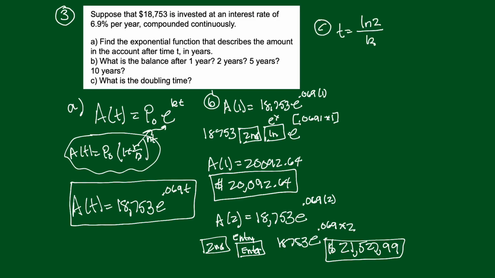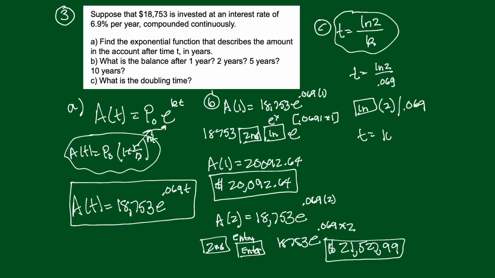Now in part C, we're asked, what is the doubling time? Well, here's the formula for the doubling time. It's always the natural log of 2 for doubling over k, and k is the rate of change, or in our case, the interest rate. So t is equal to ln 2 over 0.069. So I'm going to press the ln key. I get a parenthesis, put in a 2, close the parenthesis right above the 9, divide by 0.069. And I got t is about 10.05. I'll round it off. So the doubling time is just about 10 years.